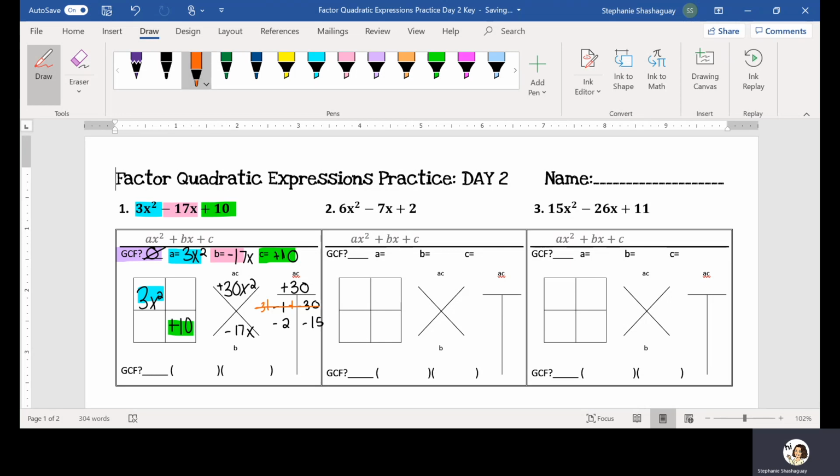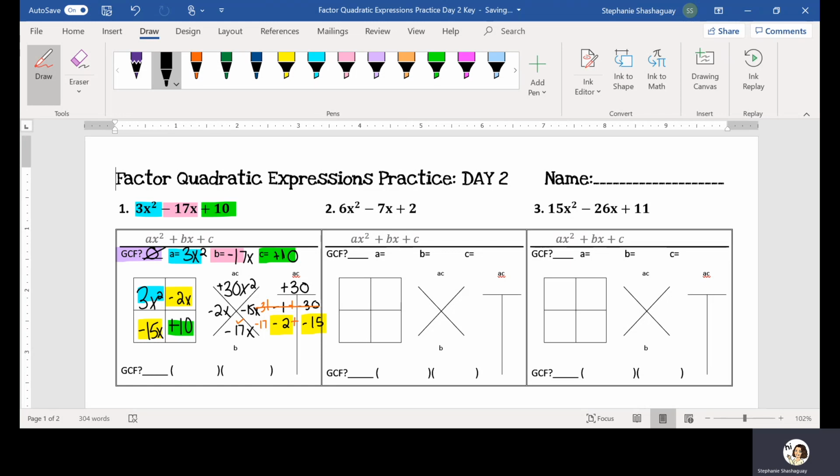Well, if I add those together, negative 2 and negative 15, I'm going to get negative 17, and that's exactly what I'm looking for. So I know that my factors are going to be negative 2x and negative 15x, and I can fill those in to the other parts of my area model. So negative 2x and negative 15x. Okay, if you want to, you can still fill it in for your x as well.